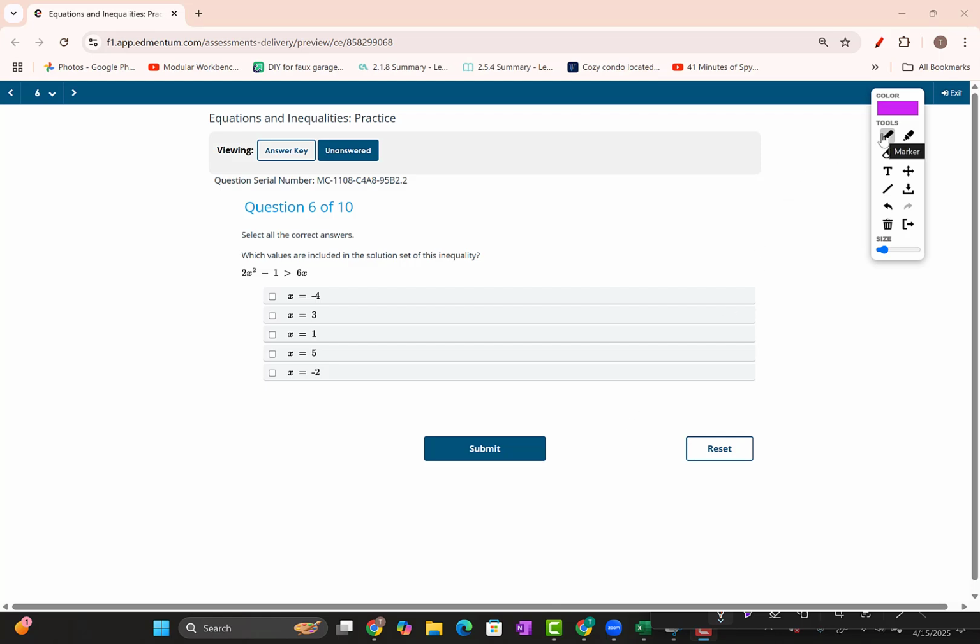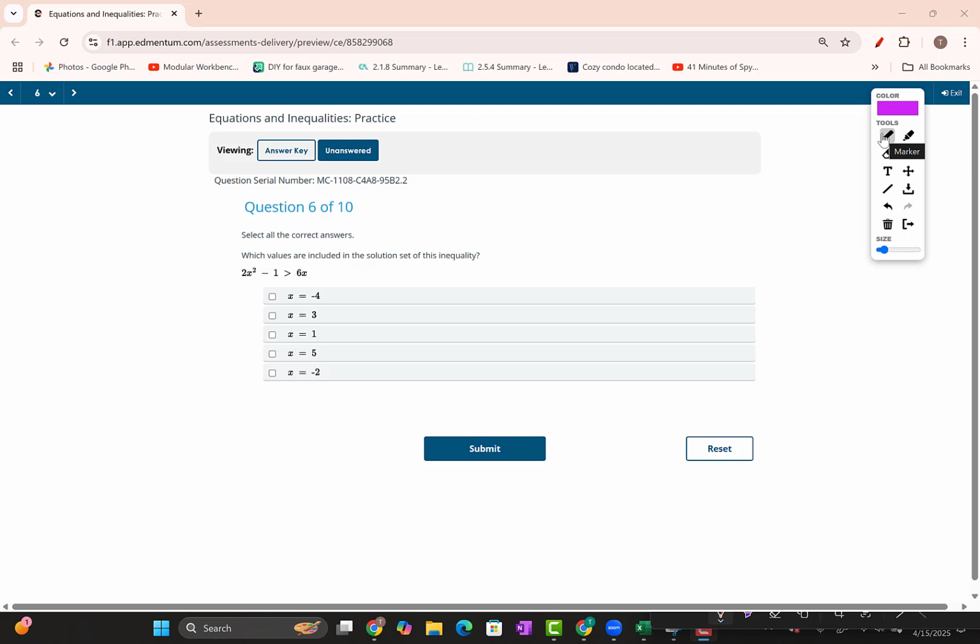Question 6, which values are included in the solution set of this inequality? 2x squared minus 1 is greater than 6x. First off, there's a really good example on slide 22 of your tutorial. I encourage you to look at that if I lose you on any of these steps.